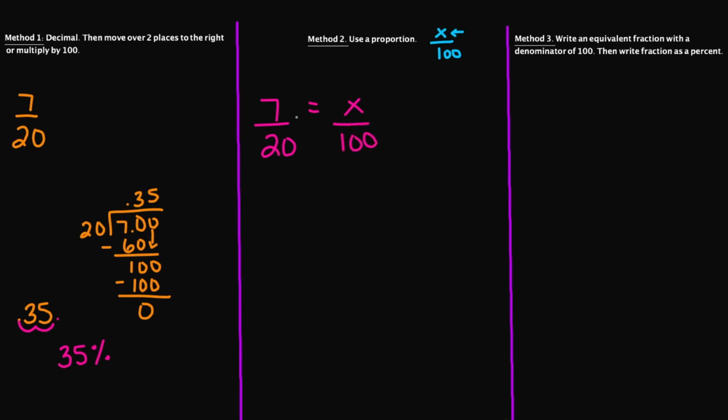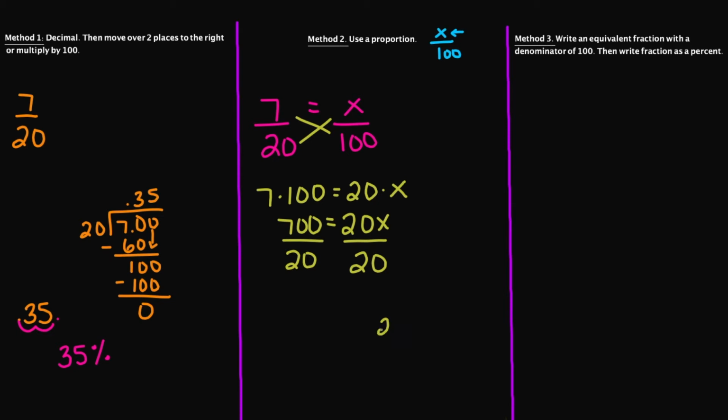So we have 7 times 100 and then 20 times x. So 7 times 100 equals 20 times x. 7 times 100 is 700 equals 20 times x, which is 20x. I'm going to divide both sides by 20. So we have 20 here and then 700 here.